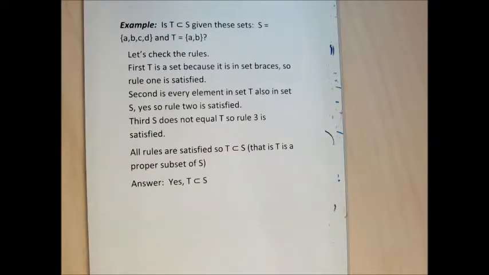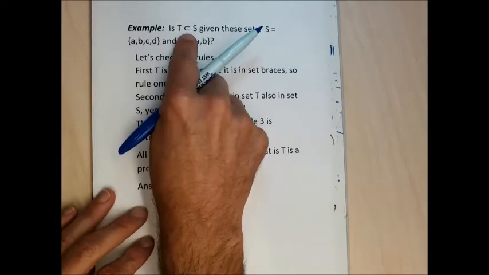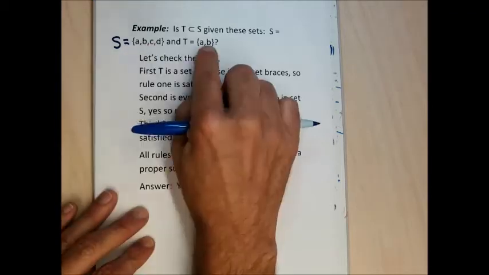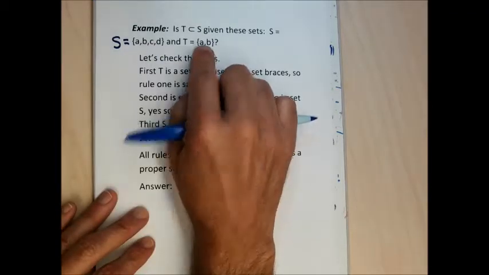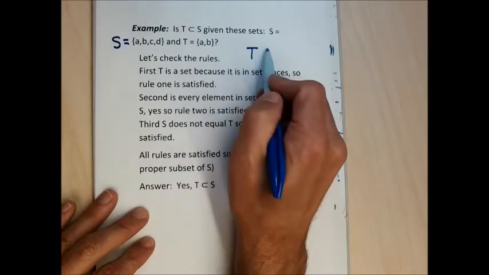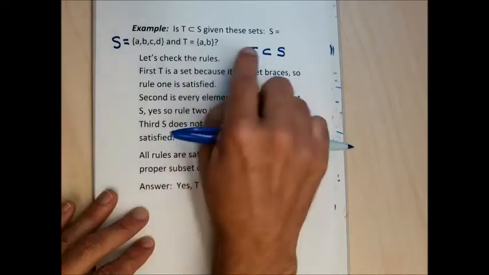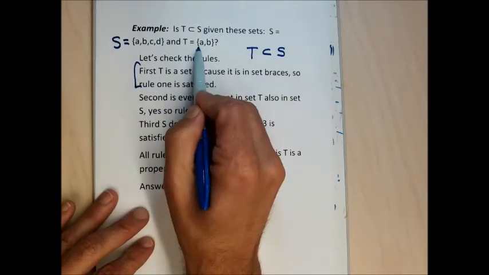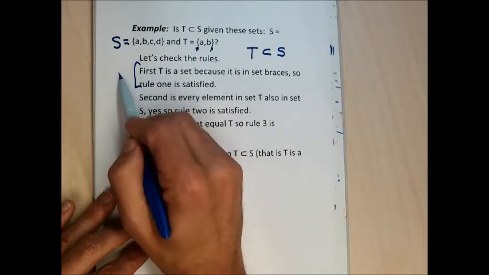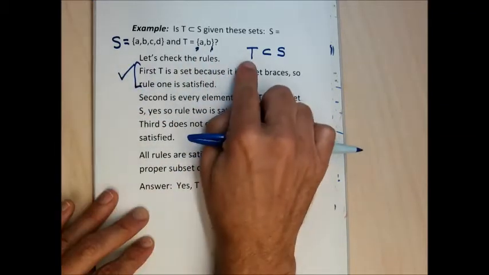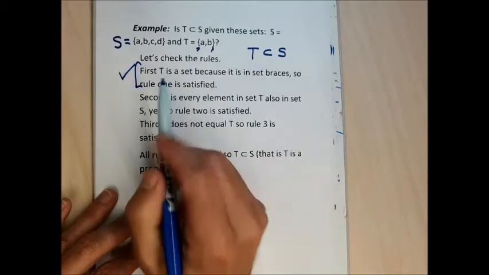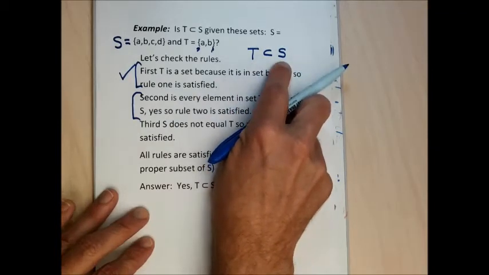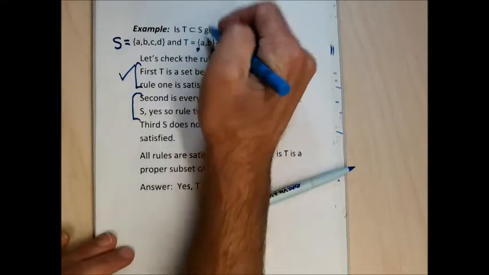All right, here's another example. Is T a proper subset of S given S is the set that contains A, B, C, and D, and T is the set that contains A and B? So let's see. I'm trying to see if T is a proper subset of S. So for T to be a proper subset of S, I need three things. T has to be a set, and T is a set because of the set braces. So there's three rules. The first of the three is the left object needs to be a set, and it is. The second rule is every element of the first object needs to be contained in the second. So every element of T needs to be in S.